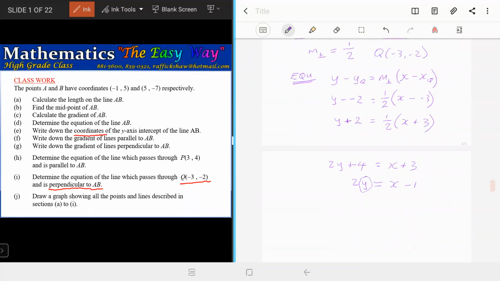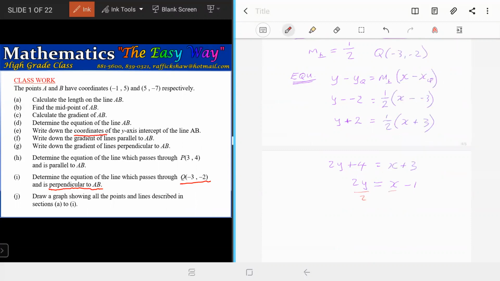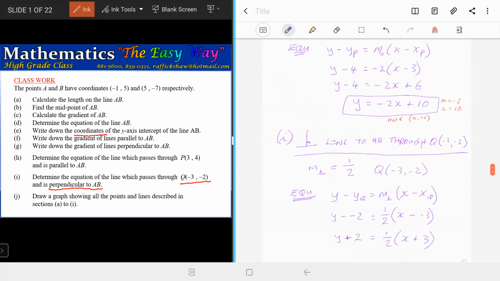And then to leave y alone as the subject, so I can see my m and my c, I'm going to divide through by 2. Or I can say multiply through by half. To divide by 2 is the same as to multiply by half. In any case, whichever way you choose to look at it, y is going to become half x minus half. All right? And this now is my perpendicular line. So up here was my parallel line, this one.